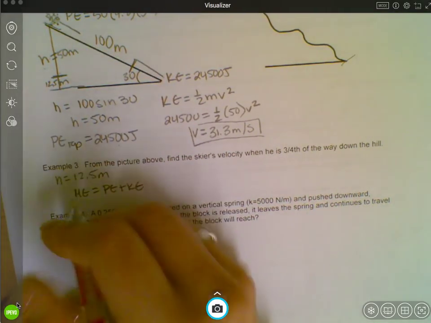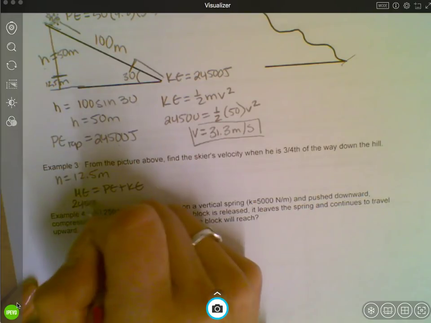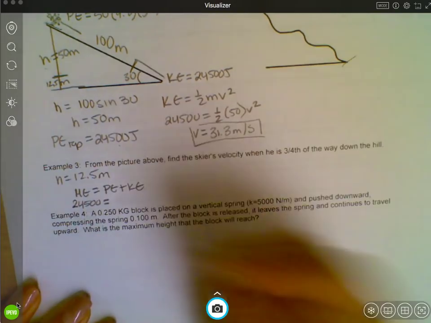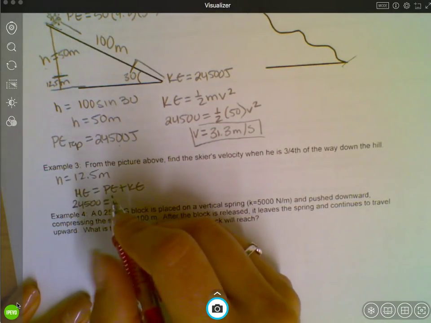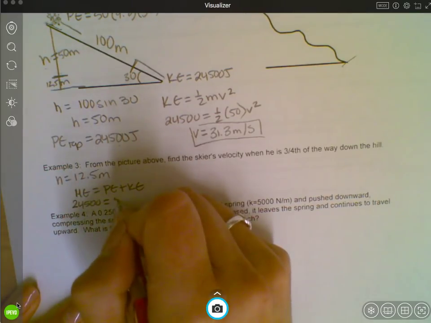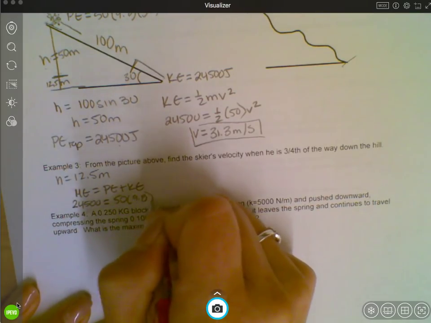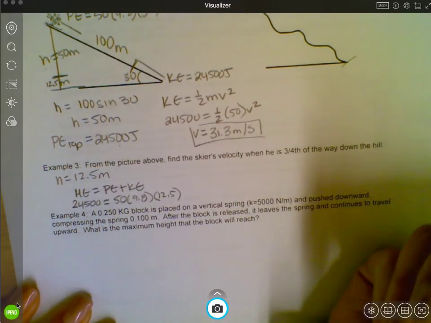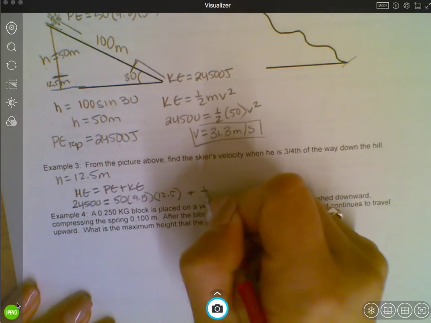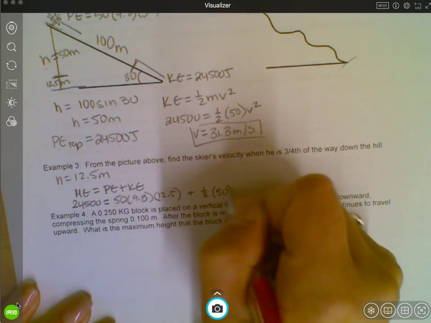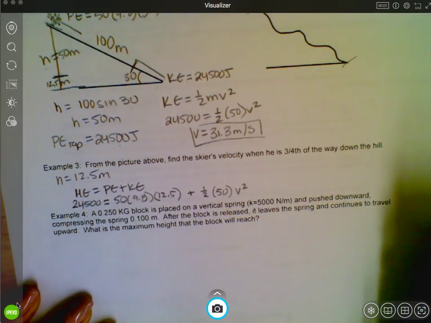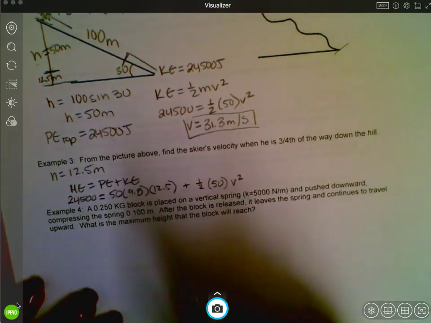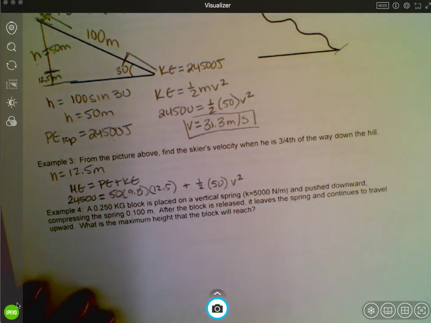Okay, so we know the total mechanical is 24,500. We know the potential is going to be the mass, which is 50, times 9.8, times his height. Well, now his height is 12.5. And we know the kinetic is 1/2 times mass, velocity squared. So let's solve for this potential energy. So 50 times 9.8 times 12.5.